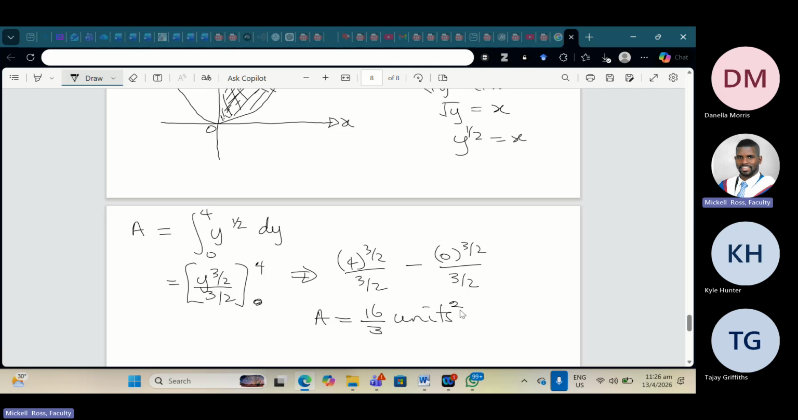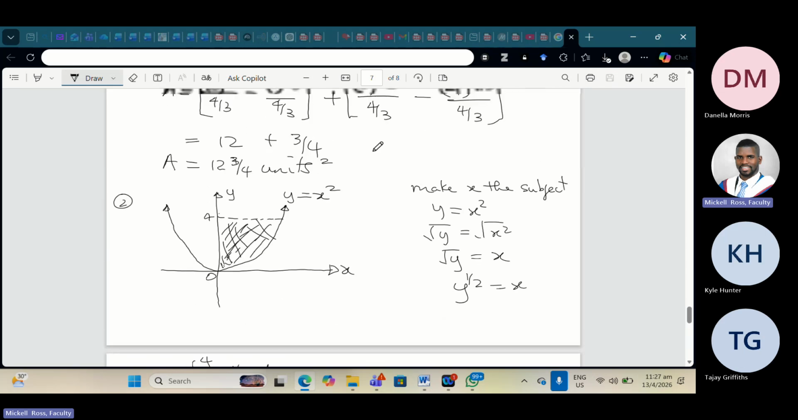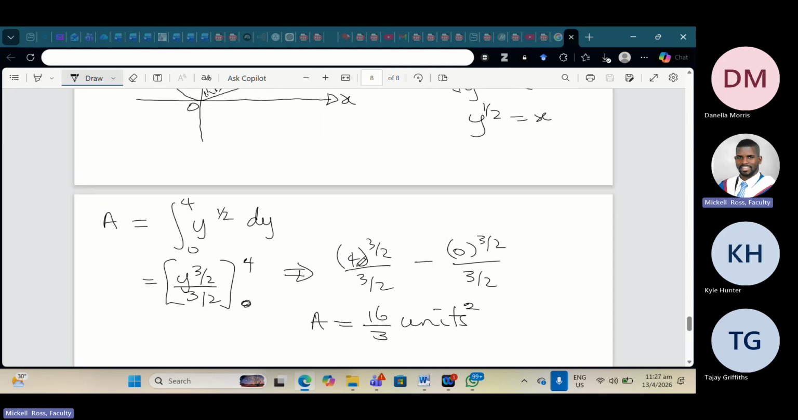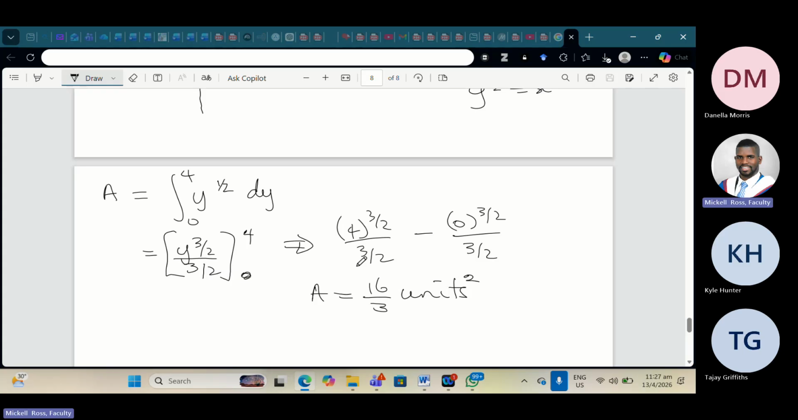And so that's what happens when you are working with the area between a curve and the y-axis or a curve and the x-axis. What happens now is that we're going to look at what happens if we have the volume formed when a solid is rotated around a particular axis, whether the x-axis or the y-axis.